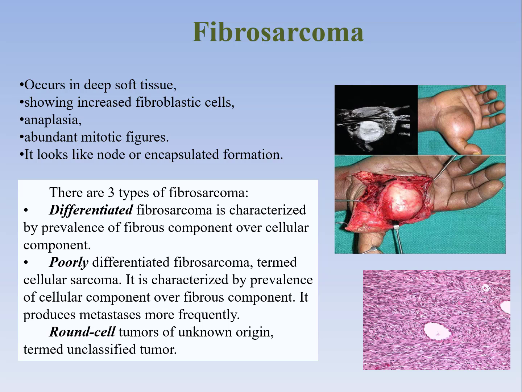Now about the malignant tumor, fibrosarcoma. Fibrosarcoma is more often localized in the deep soft tissues. It shows increased fibroblastic cells, very severe anaplasia, pleomorphism of cells, abundant mitotic figures. These tumors may look like a node, can be encapsulated or have a diffuse type of growth. There are 3 types of fibrosarcoma according to the histological appearance, and based on this appearance, it leads to different clinical features and different response to treatment. So we have differentiated fibrosarcoma, poorly differentiated fibrosarcoma, and round cell tumor.